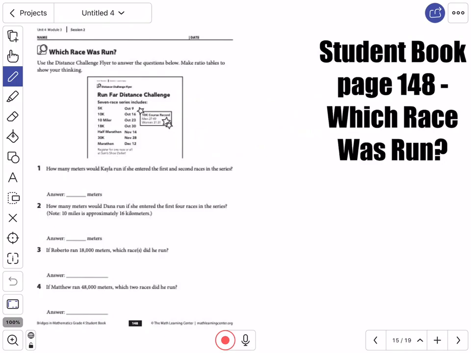Okay, so now what I'd like you to do is open up your student book to page 148. And the page is called Which Race Was Run? You are going to need a pencil and your student book.